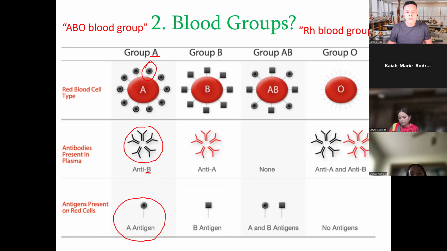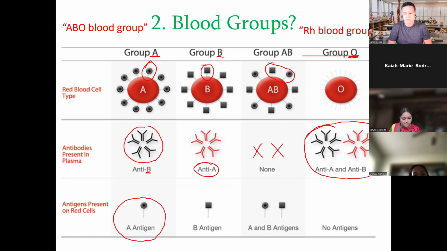If you are a type B and you have the B antigen on the surface of your red blood cell, you're going to have antibodies against the A antigen. So you're going to have anti-A antibody. If you are a type AB, you will not have antibodies against the A or the B antigen, so none. And if you are a type O, meaning you have no antigens on the surface of the red blood cell, you will have in your plasma antibodies against both the A antigen and the B antigen.